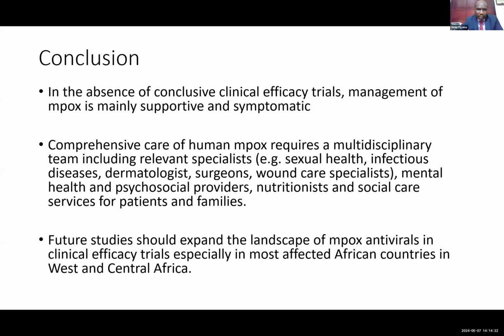And my charge here is that we will need to invest in further research to understand the efficacy of tecovirimat for clade 1, clade 2 in Africa. Then we also need to expand the landscape of antivirals that will be available to Africa, indeed the globe at large. Thank you very much. That's the end of my presentation.